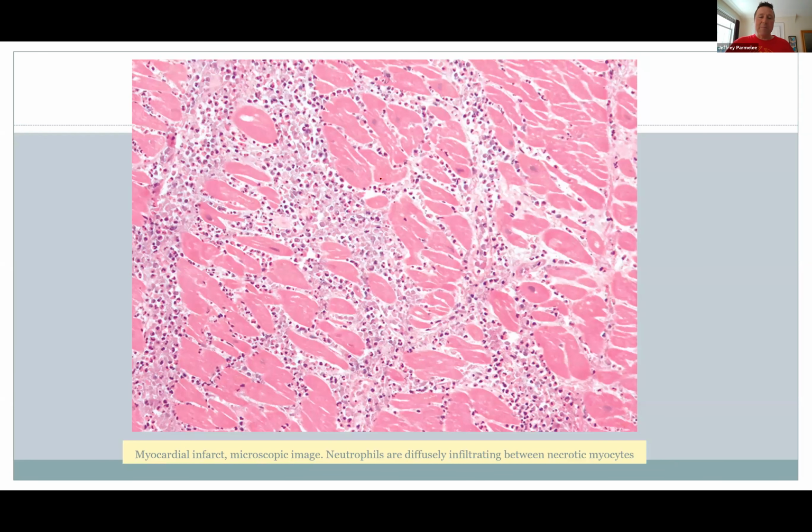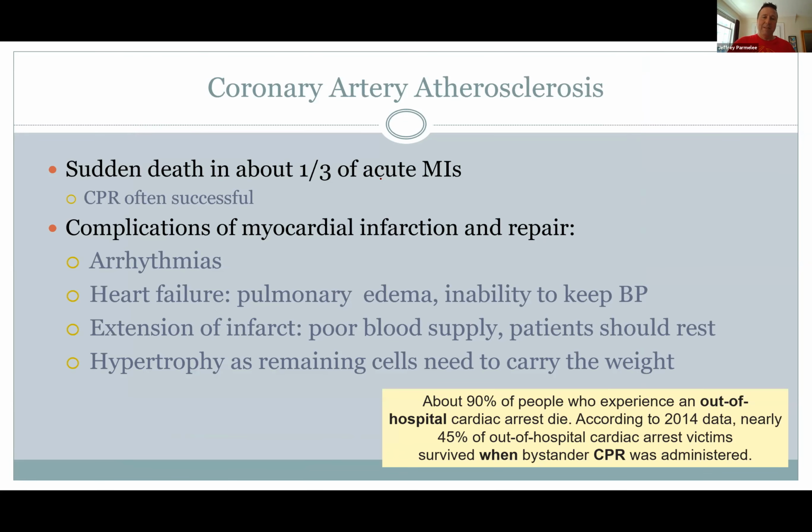This shows some cardiac muscle after a myocardial infarct, and there's neutrophils everywhere. So they're going to go and they're cleaning up the dead cells and debris. So you have an acute myocardial infarction, acute heart attack, which kills people suddenly about a third of the time.